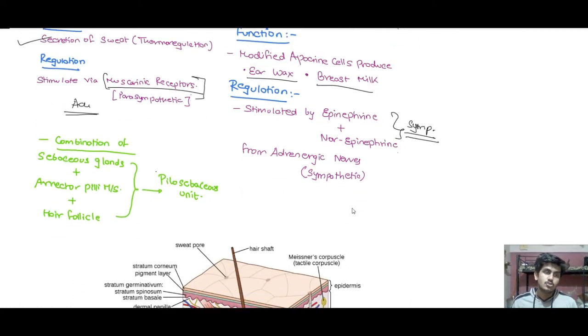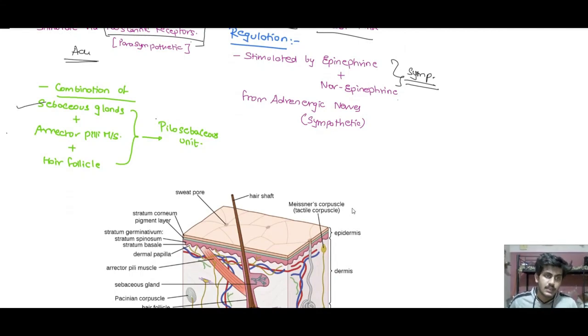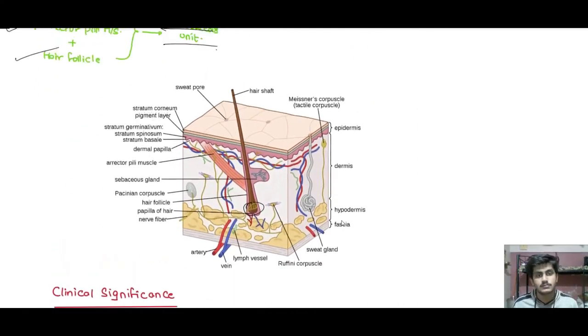Then जो combination है of the sebaceous gland, the erector pili muscle and the hair follicle, it is known as the pileo-sebaceous unit, which is a point to remember. और जैसे कि हमने पहले देखा, we have here the erector pili muscle, which is responsible for giving the goosebumps.